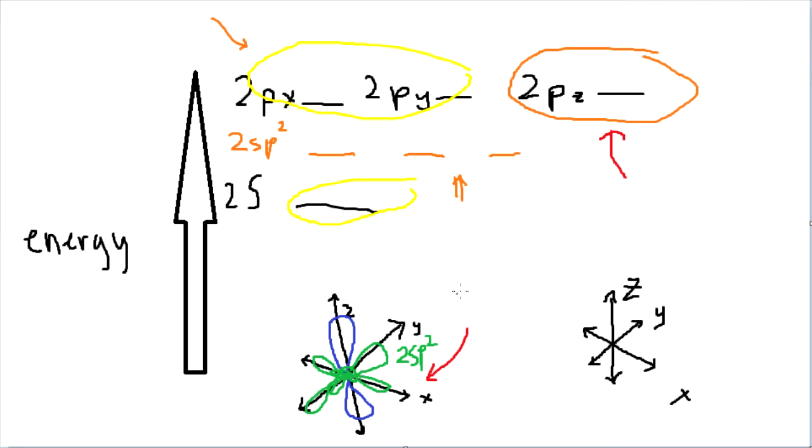Now, what this p orbital does, this p orbital that's pointing up and down from the plane, sticking out in three-dimensional space, is that it interacts with other molecules, creating a pi bond. And that's important because pi bonds are essential to making double and triple bonds, and I'll explain that later.